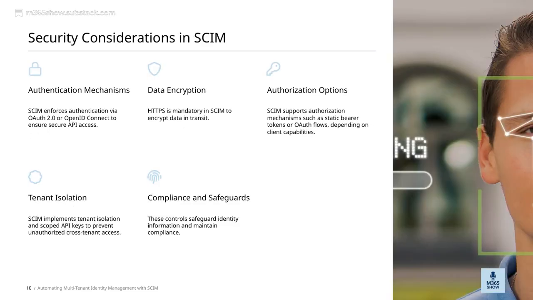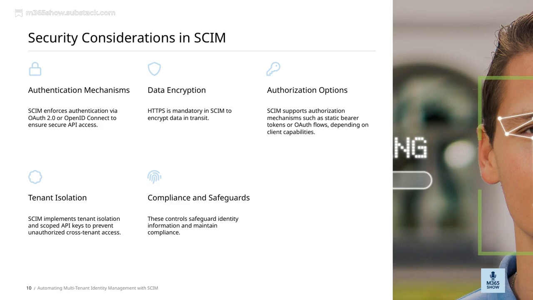Now, let's take a closer look at the security considerations in SCIM. These controls are crucial because they help safeguard identity information and ensure we stay compliant with various regulations. One of the key features is tenant isolation, which makes sure that data from one tenant can't be accessed by another, preserving privacy and security. To add an extra layer of protection, SCIM uses scoped API keys, which limit what each key can do, preventing unauthorized cross-tenant access.